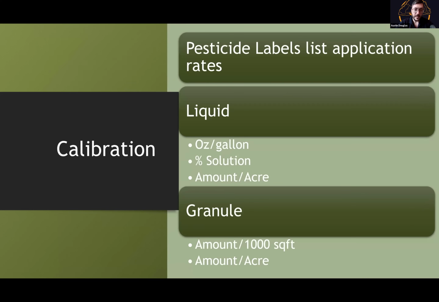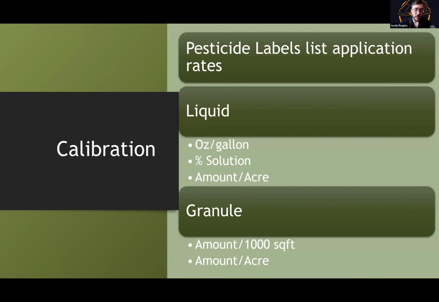Pesticide labels list the application rates, and that's how we base our calibration. For liquids, they're going to list ounces per gallon, percent of solution, or amount per acre. When it comes to actually delivering that for a tree, depending on the product, it might say apply until runoff, apply until wet, or apply before runoff. If you're doing any sort of soil application with liquid, you might have to deliver a certain amount of active ingredient per diameter inch or per foot size of shrub. And that's how you're going to determine your calibration rate.